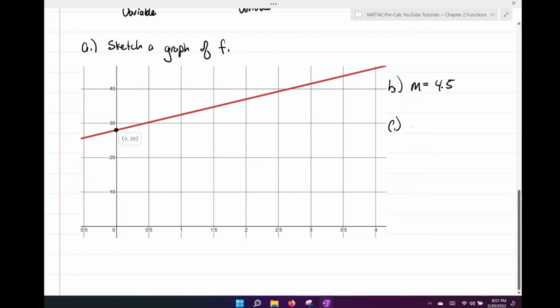So this is going to be part C. Boy, spelling is hard for me tonight. All right, so here's how we interpret this slope.